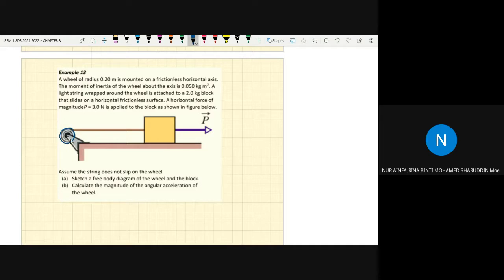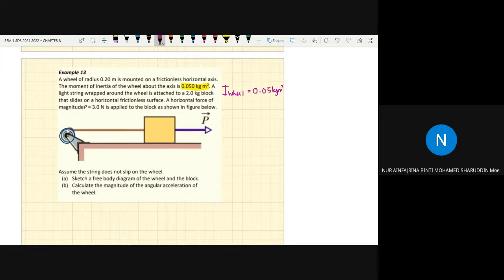So, this is your wheel. Wheel ini yang pegang the whole system untuk rotational motion. I repeat, this wheel yang akan pegang the whole system. Okay, it's mounted on a frictionless horizontal axis. The moment of inertia of the wheel about the axis is given. Dia dah bagi tahu dah. Moment of inertia of the wheel adalah 0.05 kg meter squared.